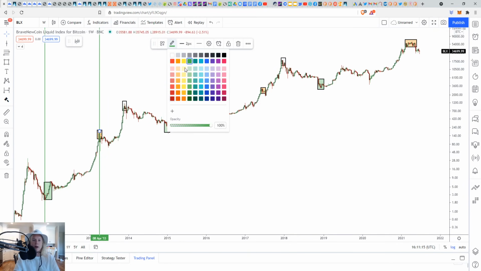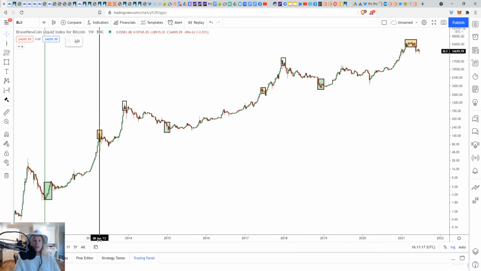So we're going to make this one black. And notice how this one happens around April of 2013. Now, this is the way that these cycles work. Generally, around that tax season, you're going to actually get a sell-off.